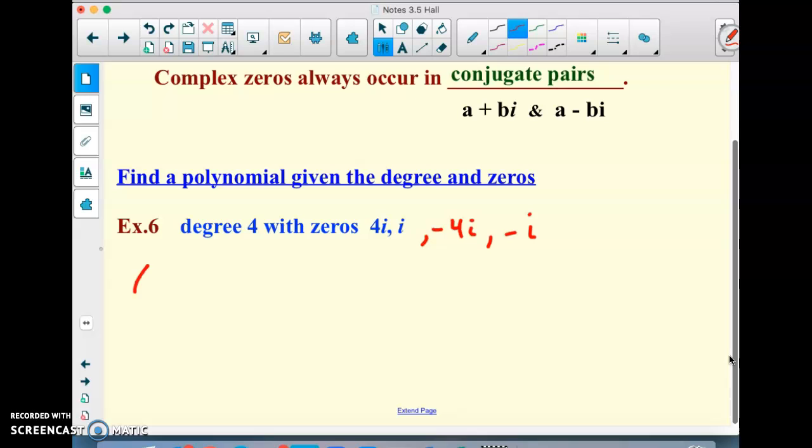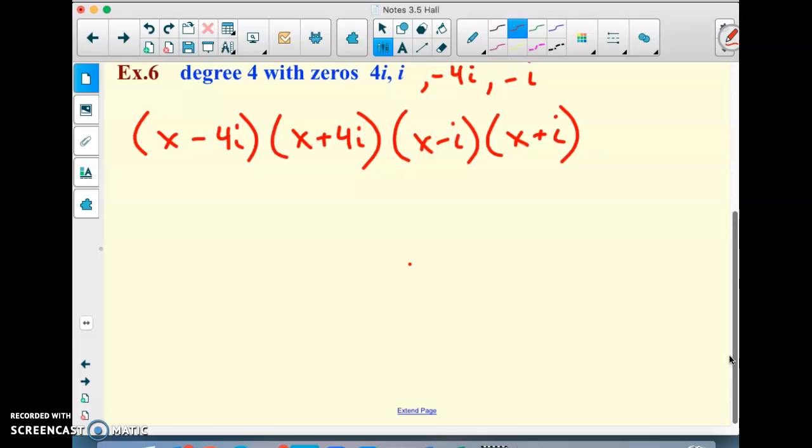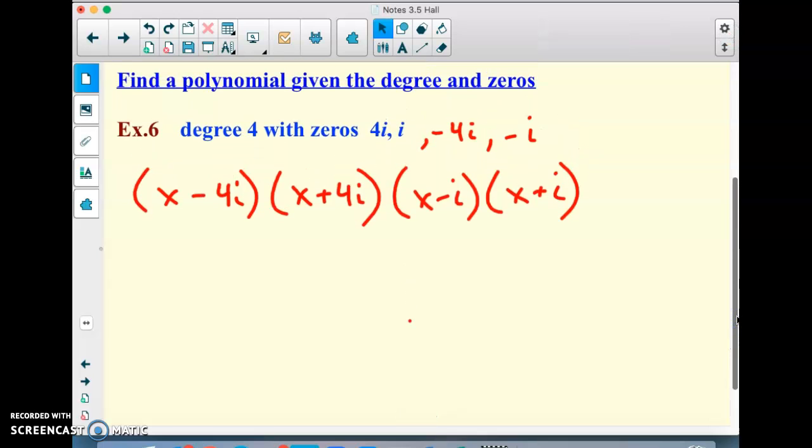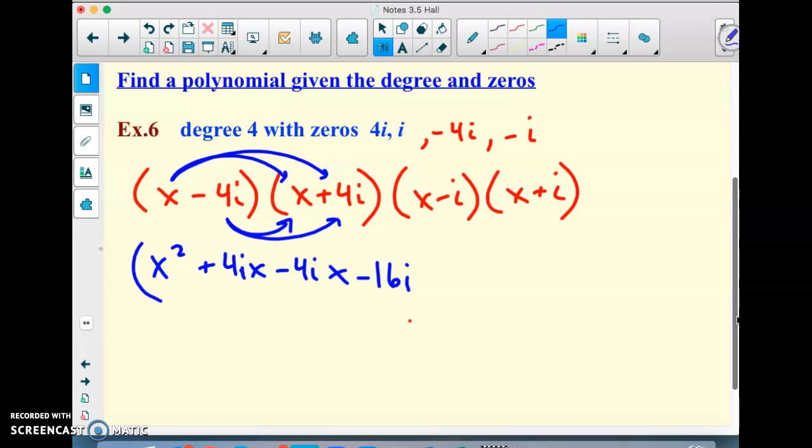All right, we have our zeros, so let's put them in the factor form. x minus 4i, x plus 4i, the 4i's first, then I have x minus i, and x plus i. Great. Let's FOIL it all out, and we'll see if we can come up with the function. FOIL the first two. x times x is x squared. x times 4i is 4i times x. And then negative 4i times x is a negative 4i times x. You'll see that those will cross off. And then right here, this is a negative 16i squared.